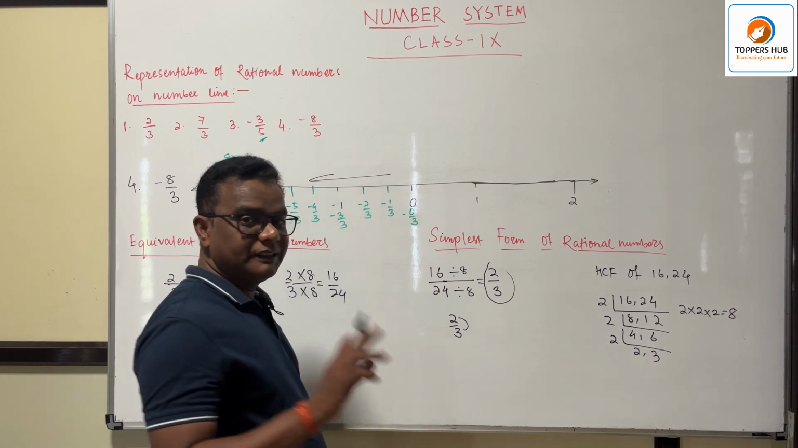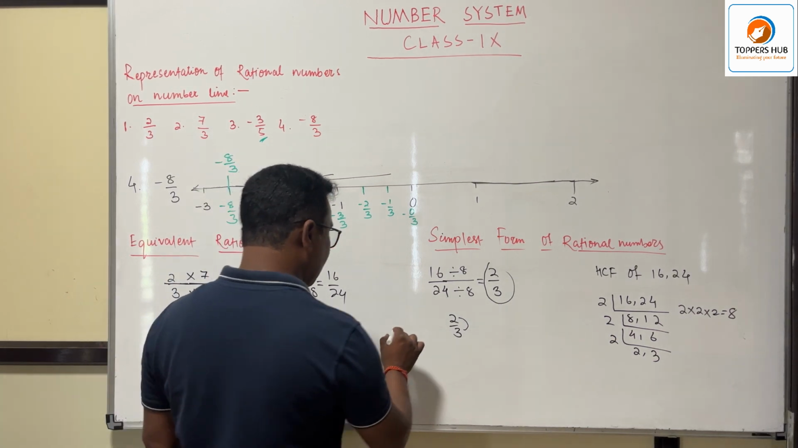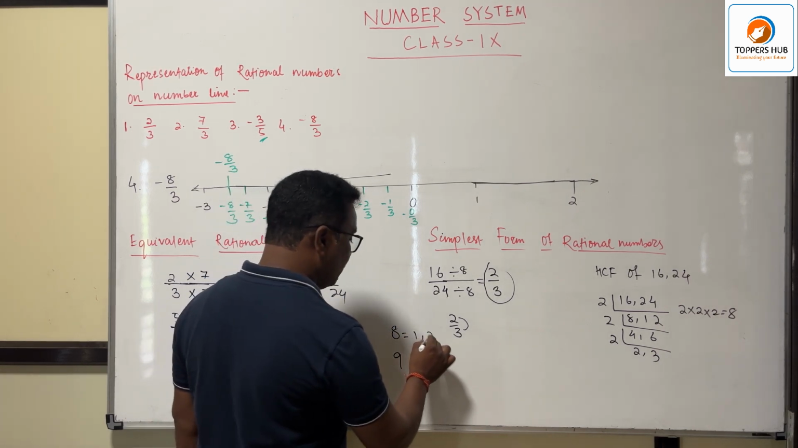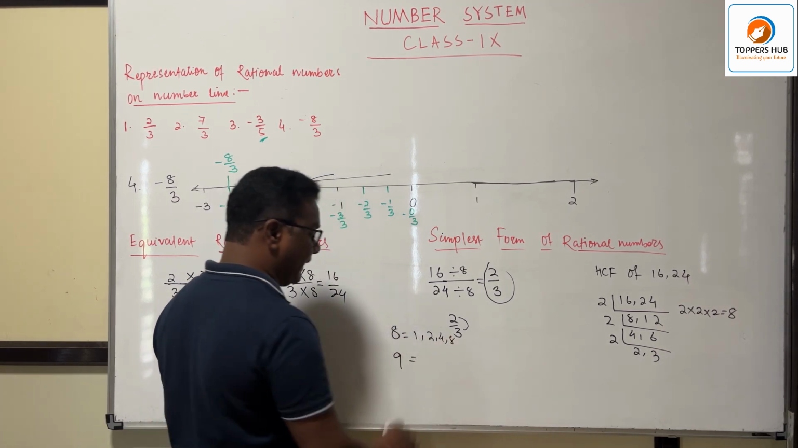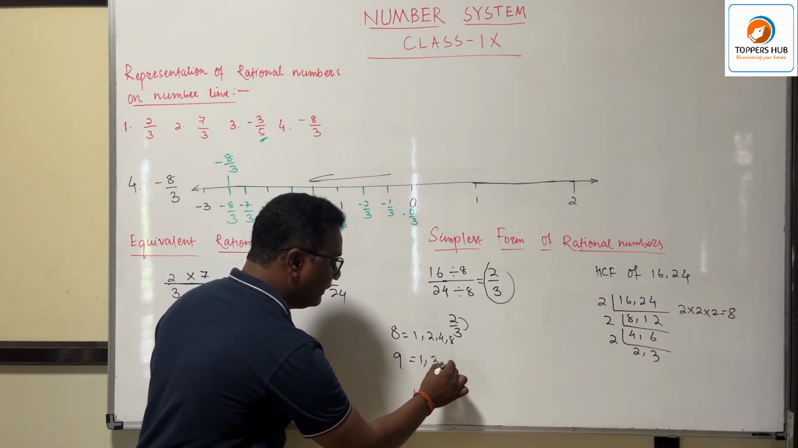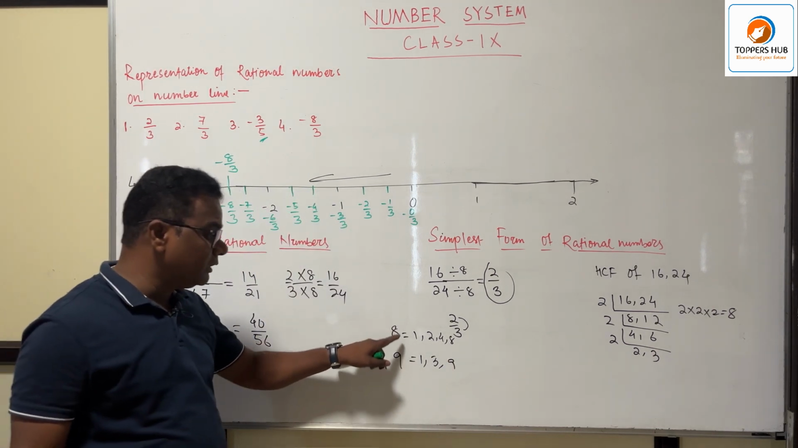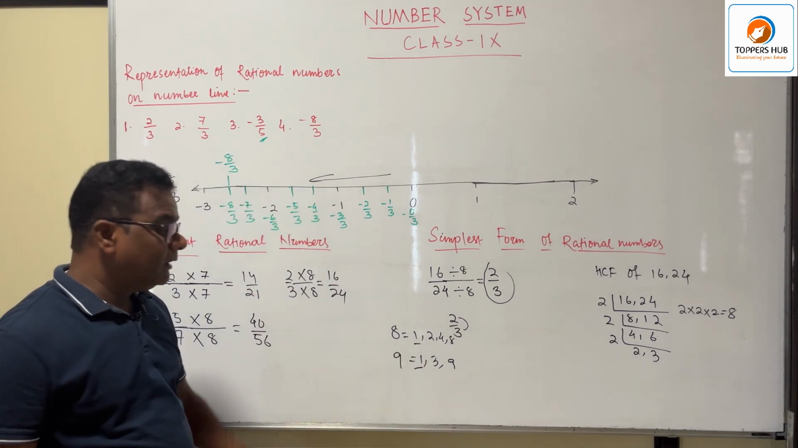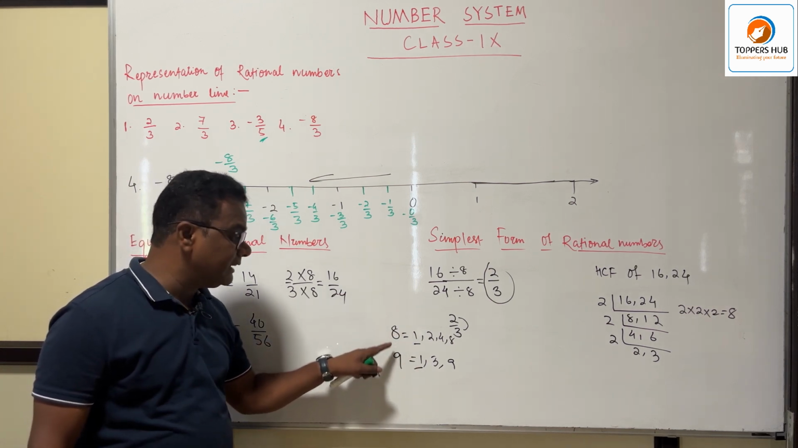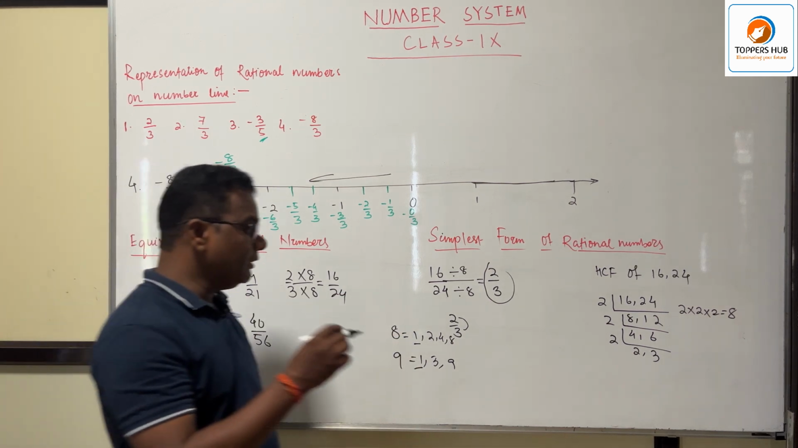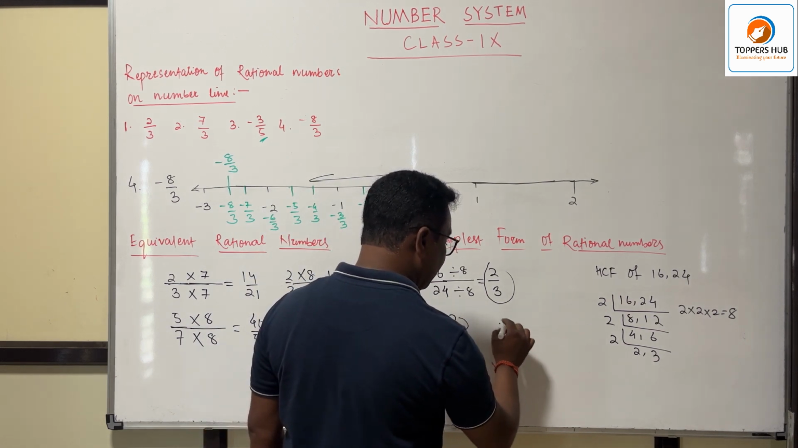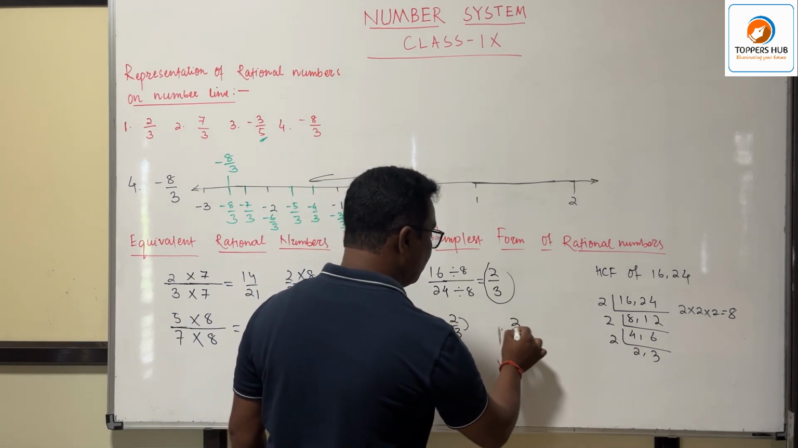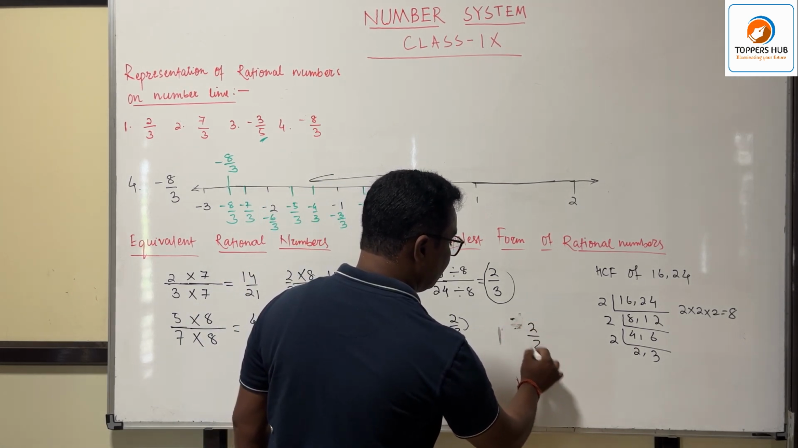Co-prime means two numbers are said to be co-prime if their common factor is 1. Let's say 8 and 9. Here I am writing the factors of 8: 1, 2, 4, 8. And the factors of 9 are 1, 3, 9. When I write the factors of both the numbers, the common factor is 1. Though both 8 and 9 are composite numbers, their common factor is 1, therefore these two numbers are co-prime. So when a rational number is in the form of p by q, and p and q are co-prime, like 2 by 3, it is in simplest form.